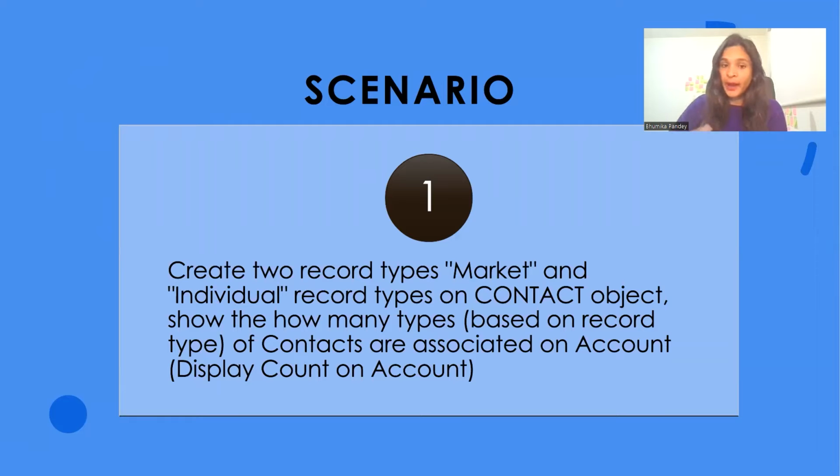So on my account object, I would be creating 2 custom fields, one to count the market record type and the other to count the individual record type. The fields I would be creating, I would name them number of market contacts and number of individual contacts, and these 2 fields would be on account, right? So just by having a look at the account details and these 2 fields, you'll be able to know how many market contacts and how many individual contacts are associated on that account. All right, so let's just go ahead and get started.